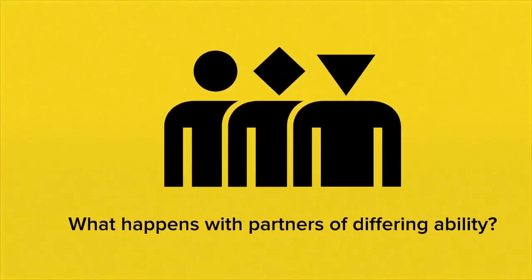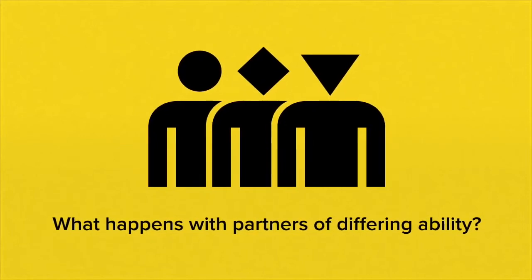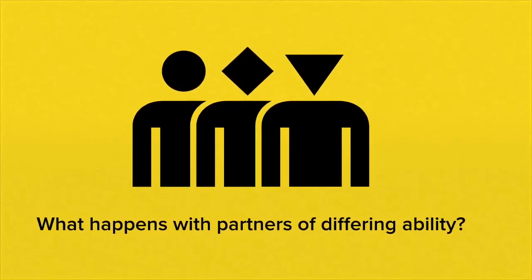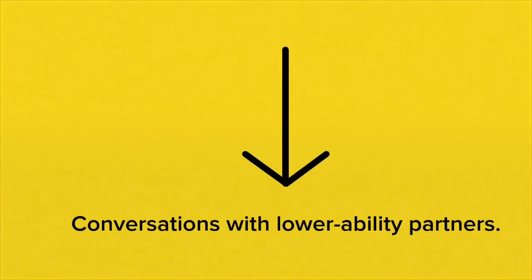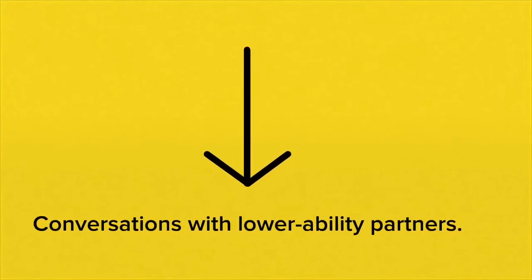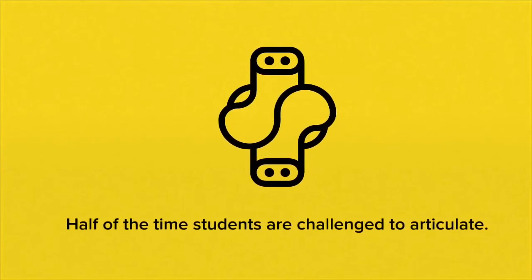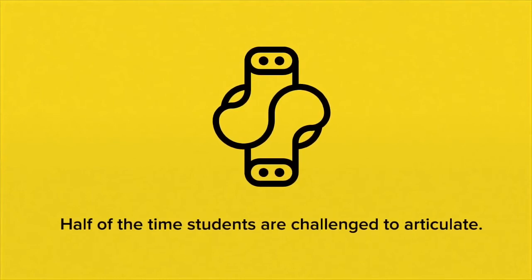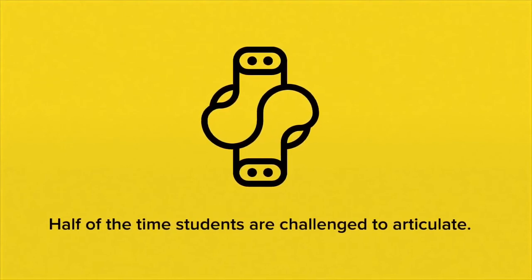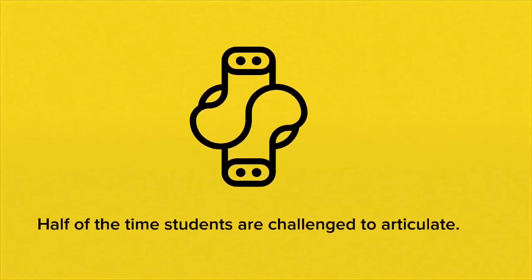Now, a major question that most people have about conversation-based learning is what to do with partners of differing ability levels, because let's face it, most students are advanced students, but beginning conversationalists. Conversations with lower ability partners provide their own challenges, but also unique benefits. About 50% of the time, students are going to be partnered up with someone who is of a lower ability level. And this challenges them to clarify and simply articulate the ideas that they're trying to get across. This type of repetition will help their fluency, word choice, and content breakdown.